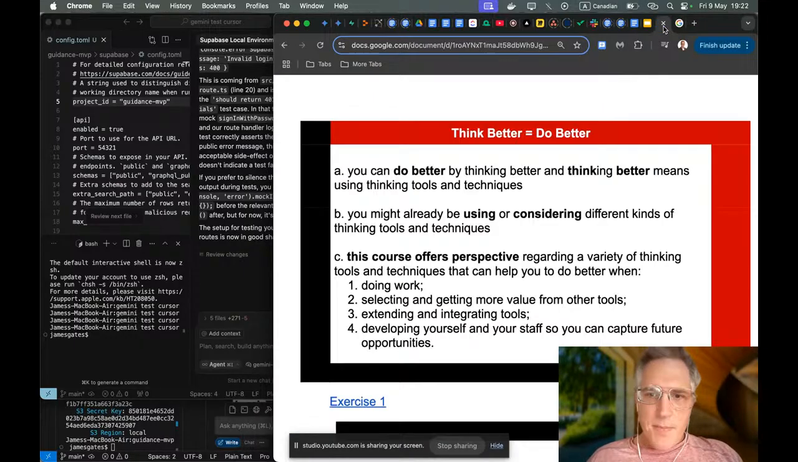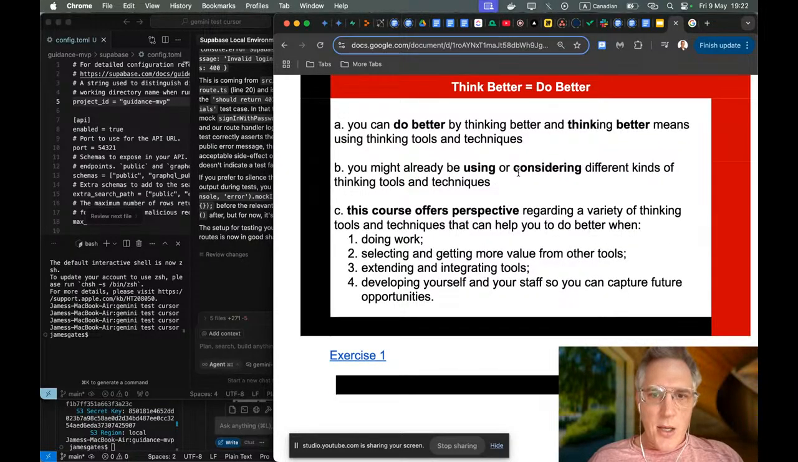Anyways, the point is that you can do better by thinking better, and thinking better means using thinking tools and techniques. So I'm constantly using thinking tools and techniques to explain what we're doing. You might already be using or considering different kinds of thinking tools and techniques. And what are we talking about? What's the basic subject that I'm talking about?